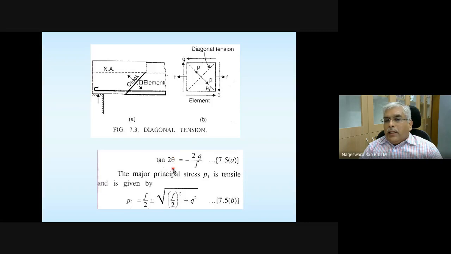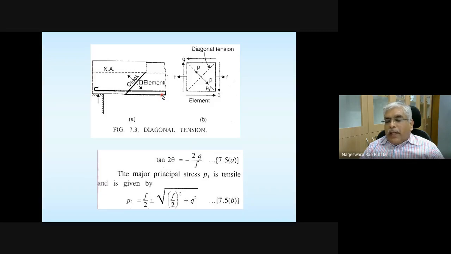And here this figure is also shown. Here it is a reinforced concrete beam with reinforcement on the tension side. You take a note of this figure also.